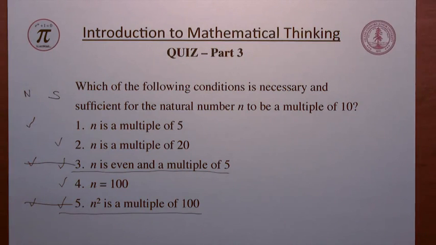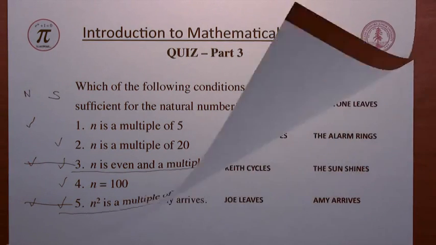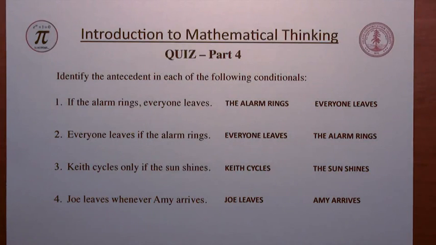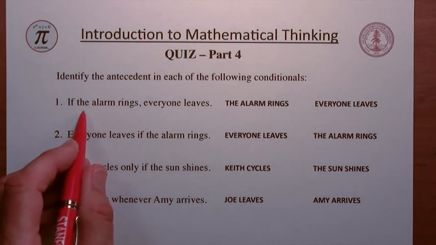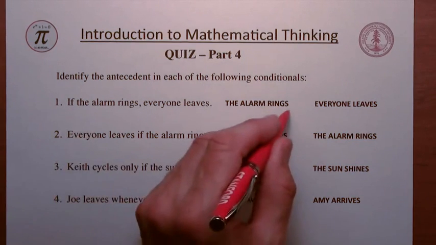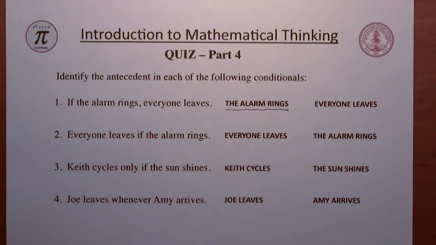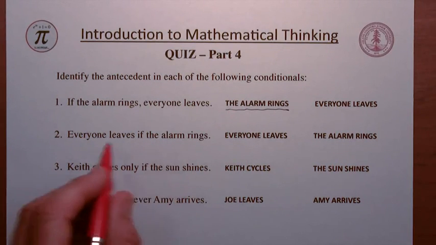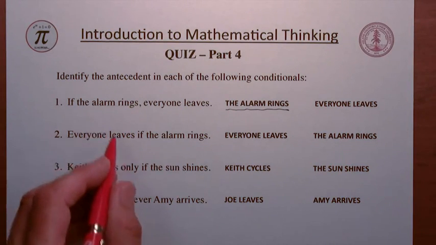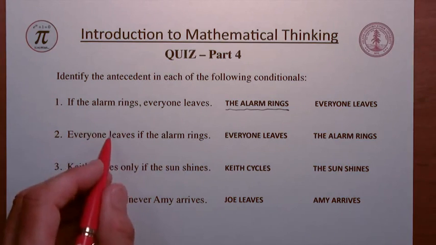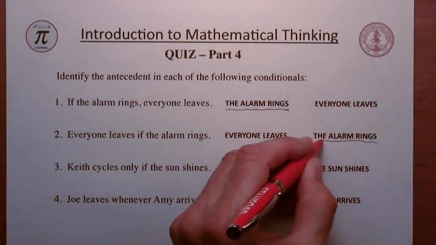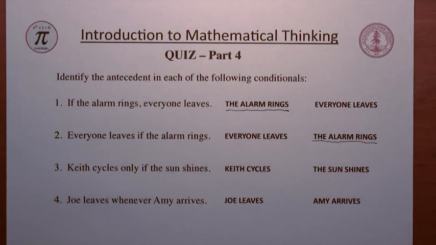Okay, let's move on to part 4. For this one, the question we have to ask ourselves is, what does the implying? Well, number 1, this does the implying. So that's the antecedent. In statement 2, even though it's written the opposite way around, it's essentially the same statement. It's the alarm ringing that does the implying.